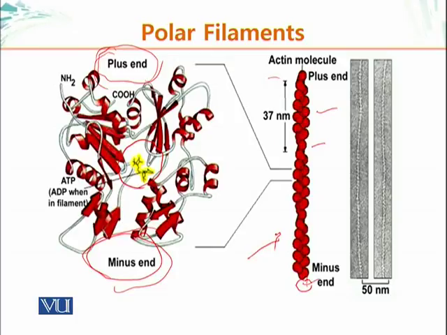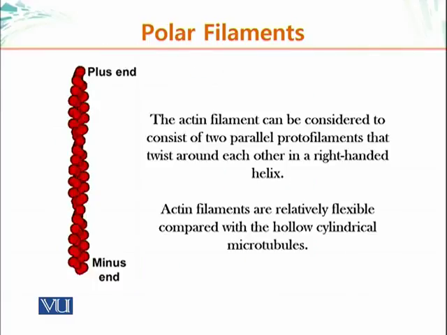Here you can see the electron micrograph of actin filaments. So these are the important points that I wanted to make on this diagram. Let's move on to the next slide. The actin filament can also be considered as consisting of two parallel protofilaments that twist and wrap around each other in a right-handed helix.